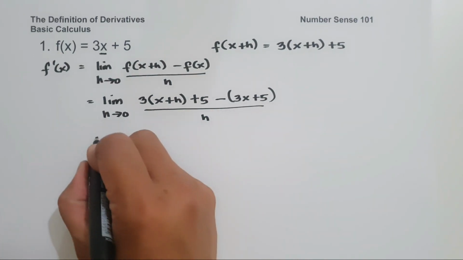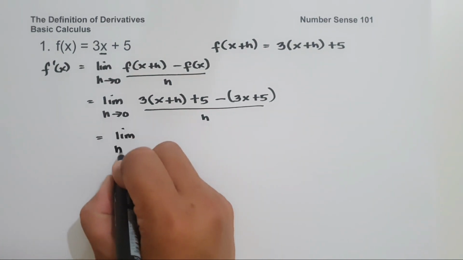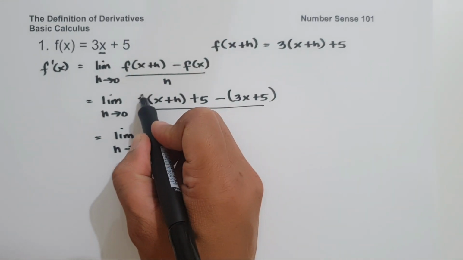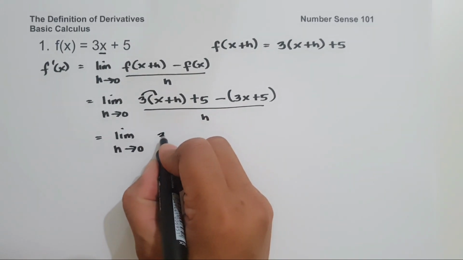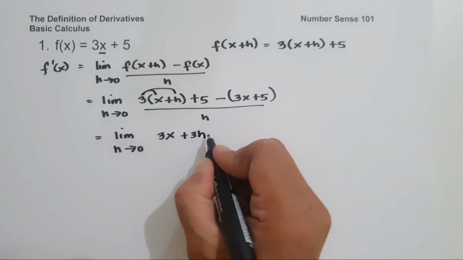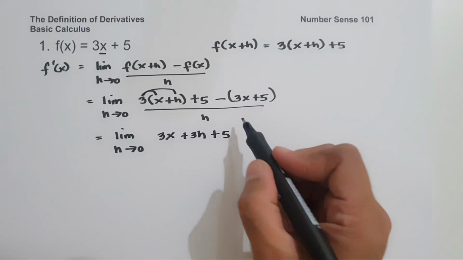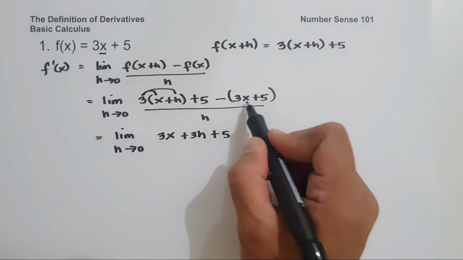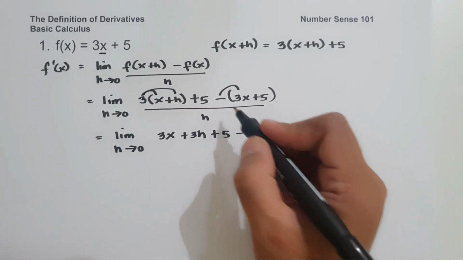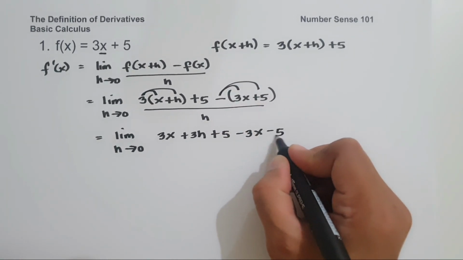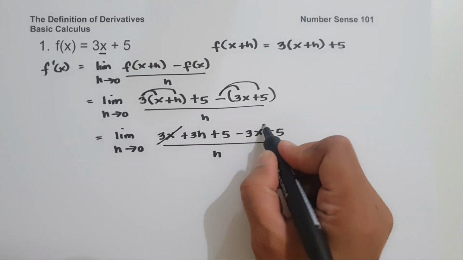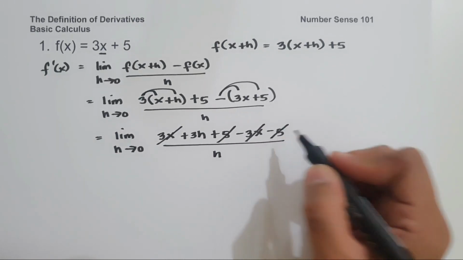So let us simplify. Let us write the limit as h approaches 0. Let us multiply 3 by x plus h. So this is 3 times x, and that is 3x; 3 multiplied by h, that is 3h; and let us write 5. Let us distribute the negative sign into 3x plus 5. So negative times 3x is negative 3x, and negative times 5 is negative 5, all over h. So we can cancel 3x and negative 3x, together with 5 and negative 5.